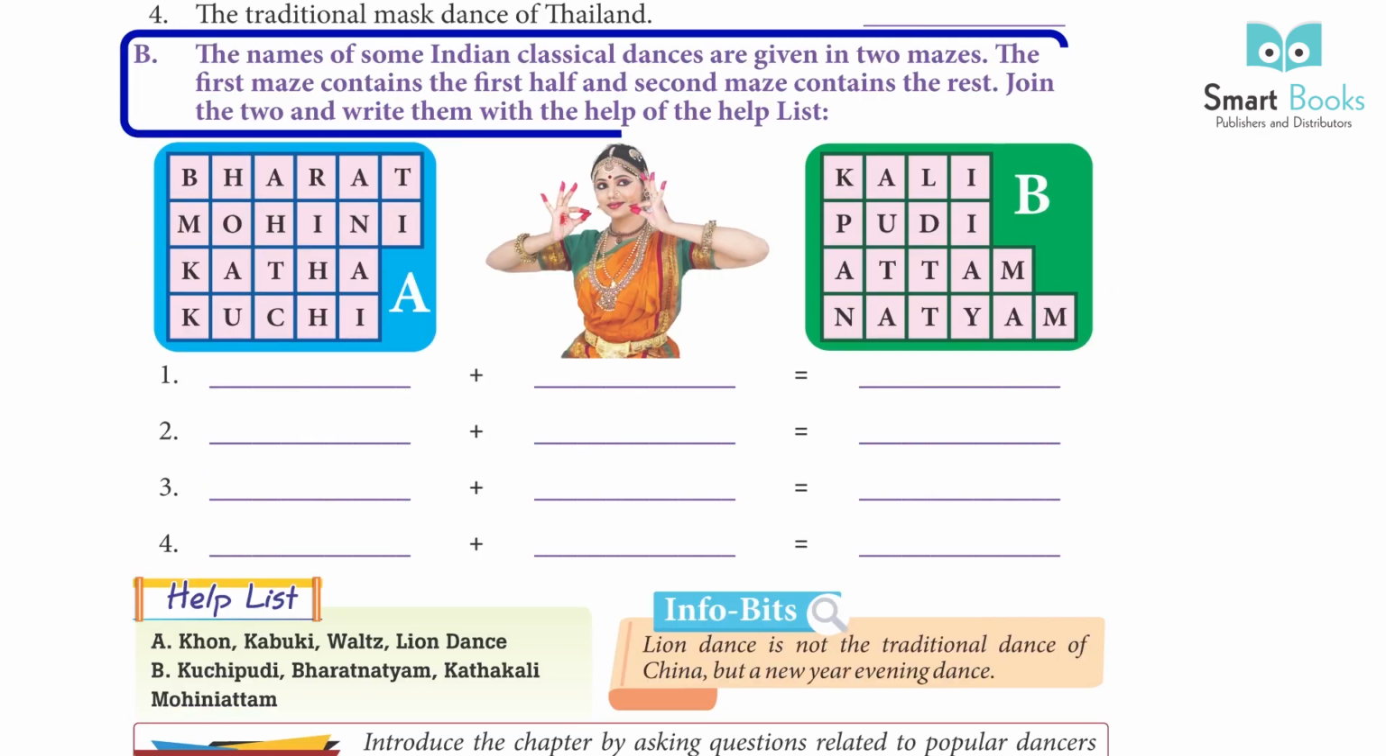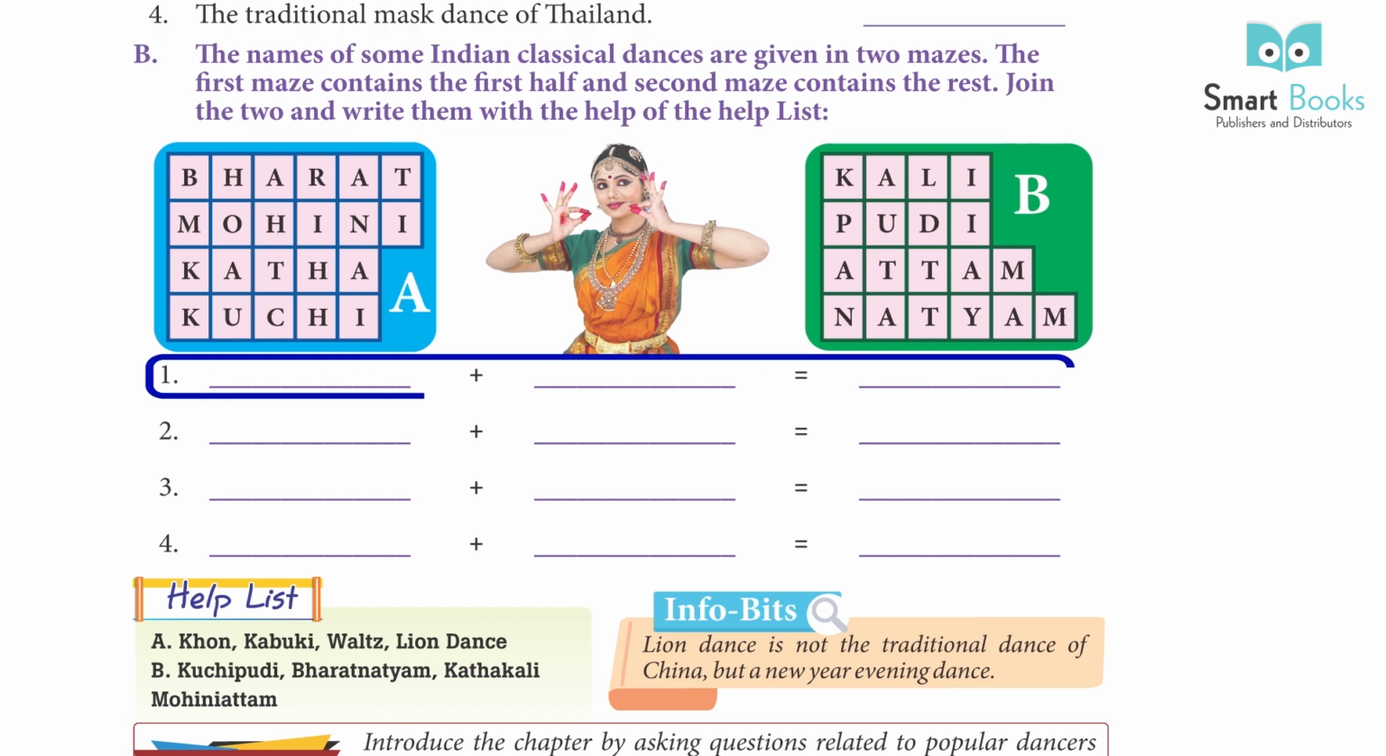B. The names of some Indian classical dances are given in two mazes. The first maze contains the first half and the second maze contains the rest. Join the two and write them with the help of the help list. 1. Bharat plus Natyam, Bharatanatyam.